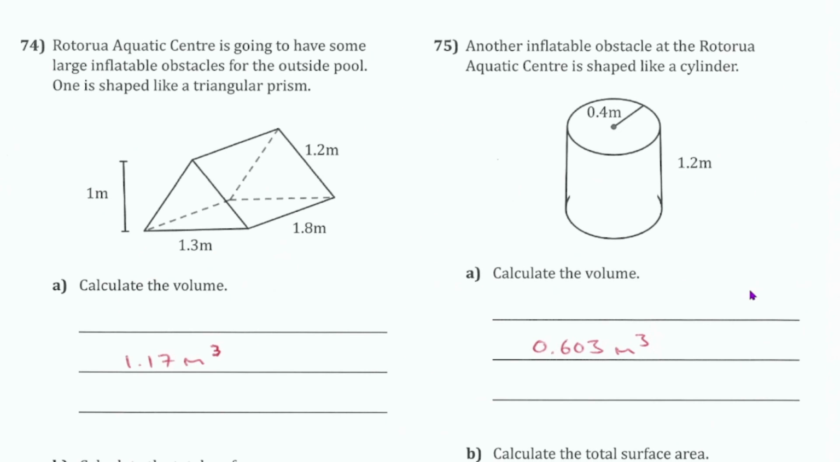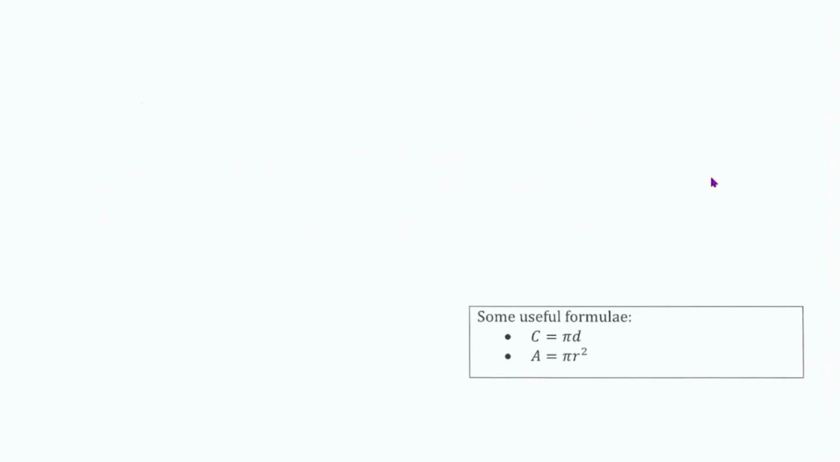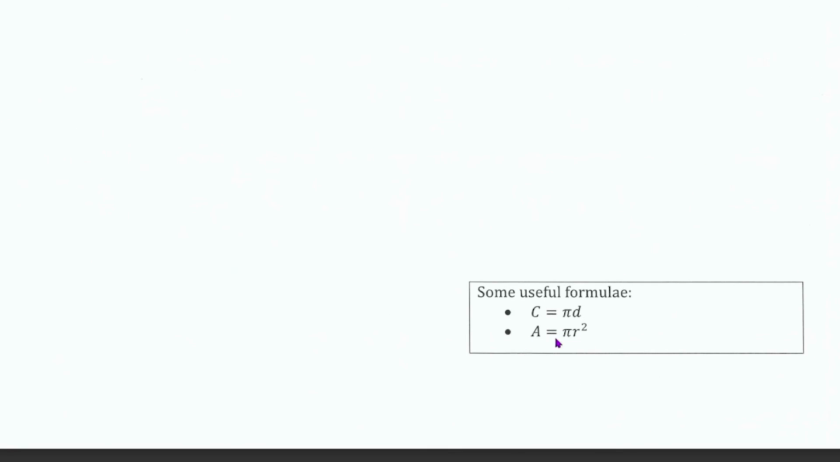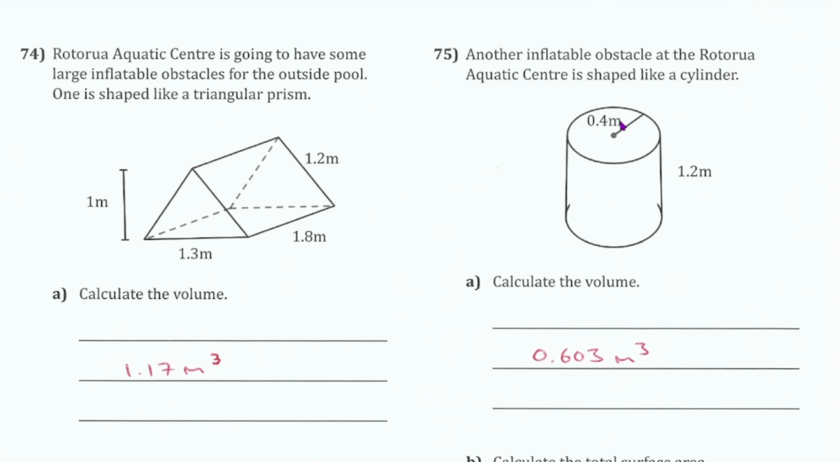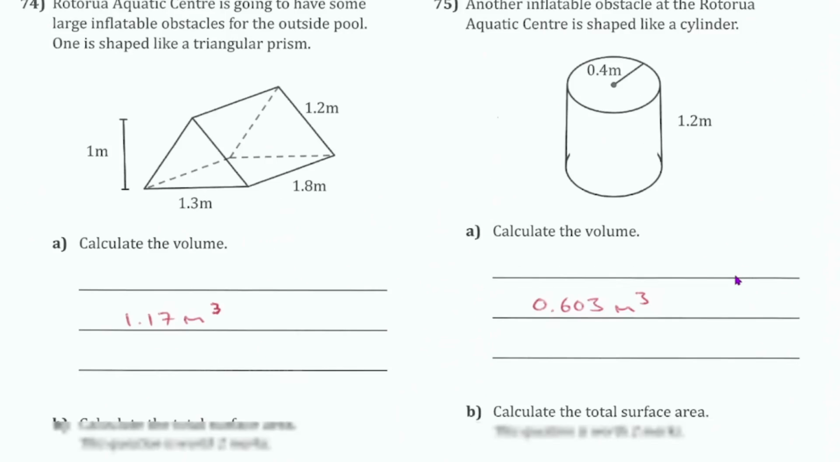For this one here, we have a circle shape, and we can refer to this rule down the bottom here to figure out the area of the top. The area of the top is going to be pi r squared, so the radius is 0.4. Pi times 0.4 squared gives us the overall area on the top. We then multiply that by 1.2, and we should get about 0.6 meters cubed as the volume of the cylinder.